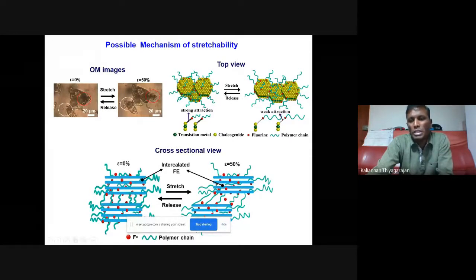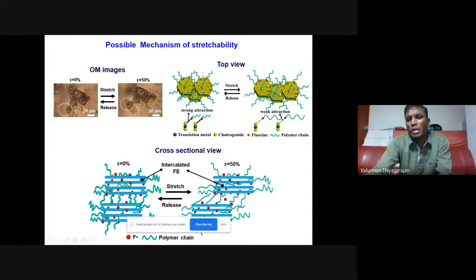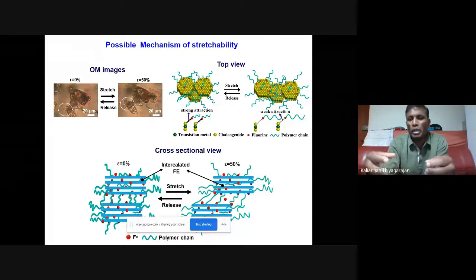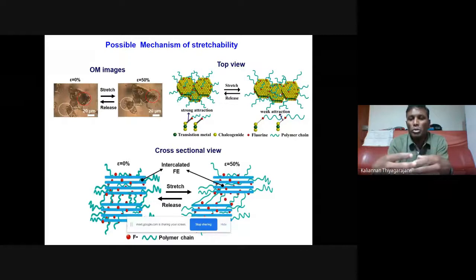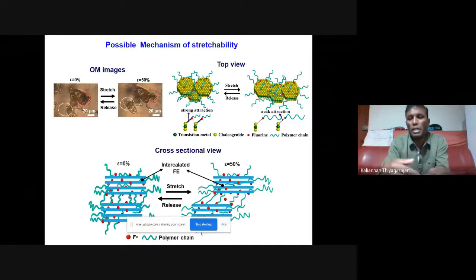When you stretch it, these layers are distanced. In the case without polymer, at 50% there will be a big crack, and they go really away. But in this case, the polymer is pulling them, not allowing the sheet to move away, because the applied strain was endured by this polymer also. At the same time, when I release it, it goes to the original position, because of the polymer.